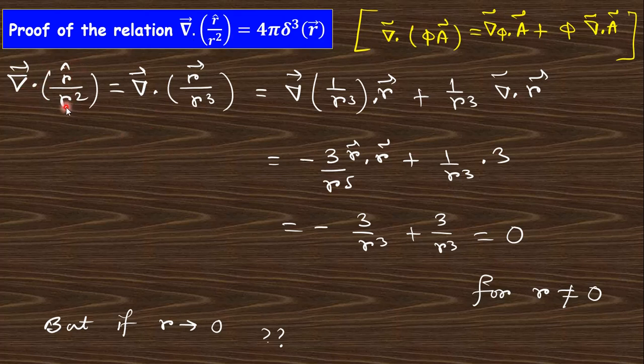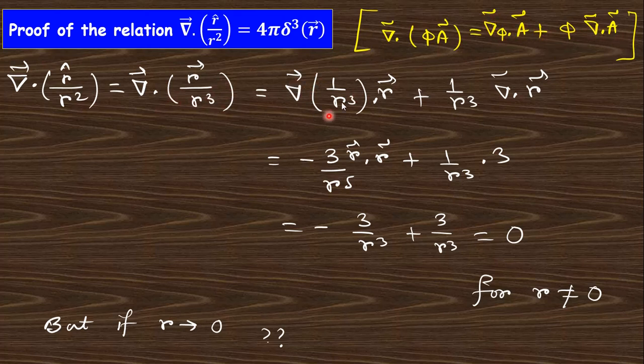Divergence of r cap by r square. So r cap can be written as r vector by r, so this becomes r vector by r cubed. So there is a scalar function 1 by r cubed and a vector function r, right, r vector. So this can be written using the vector identity you know very well: divergence of phi a equals grad phi dot a plus phi divergence of a.